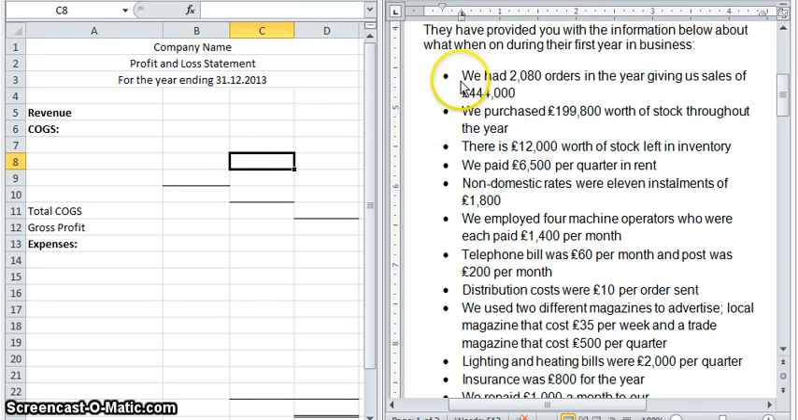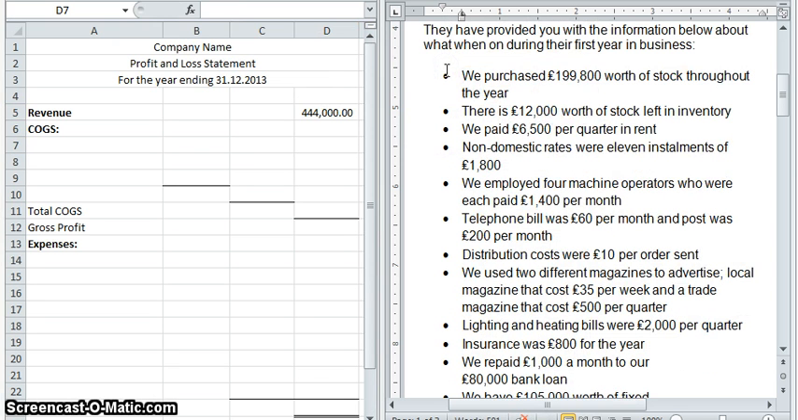So let's get started with our information. The first line of information we have tells us that in this year we had 2,080 orders in the year, giving us sales of £444,000. Okay, these are sales. This is money we've earned by doing business, and so this is going to be our revenue. We have revenue, and we are going to put our number in here. So that's that first one taken care of.